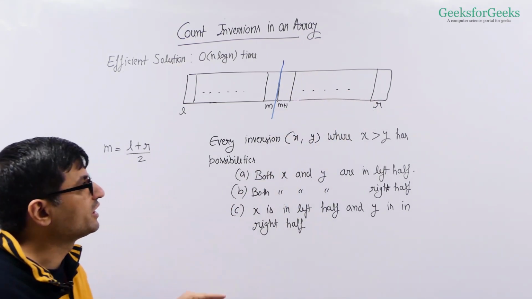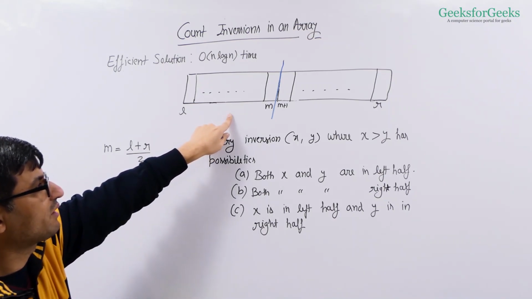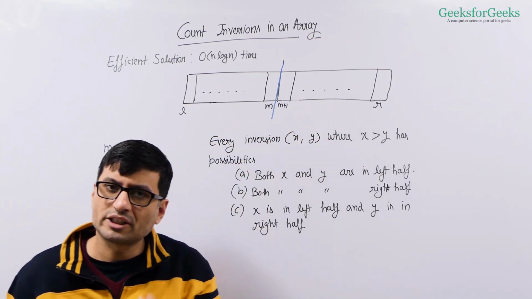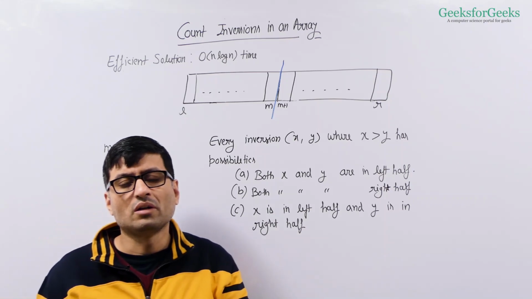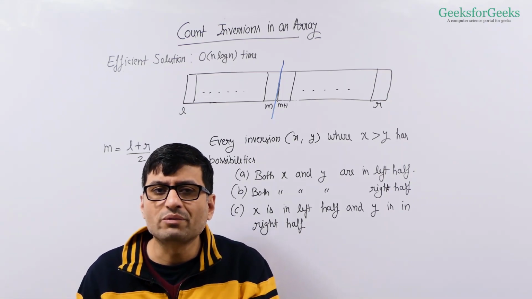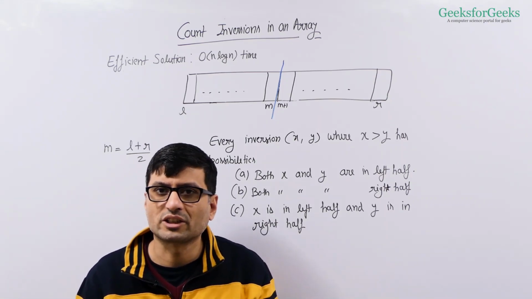And the third possibility is x lies in the first half and y lies in the second half. Please note that it will be an inversion only when x lies in the first half, because x is the greater element, right?